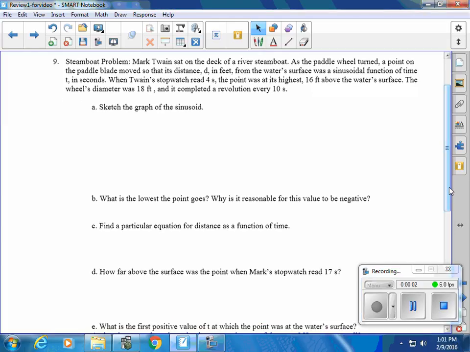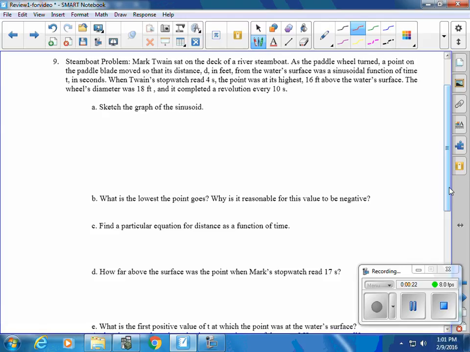Okay, this last one's a little bit tricky, the steamboat problem here. What I'm going to do is write down some important information on the side as I read through it. So Mark Twain sat on the deck of a reverse steamboat. As the paddle wheel turned, a point on the paddle blade moved so that its distance d in feet from the water surface was a sine function of time, t in seconds.